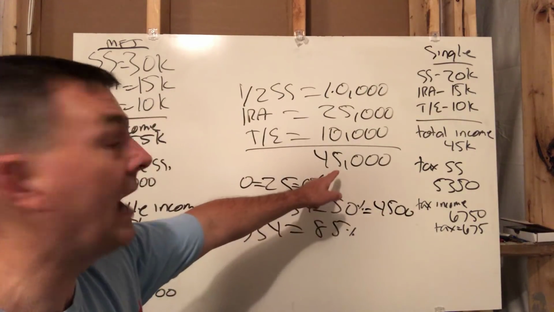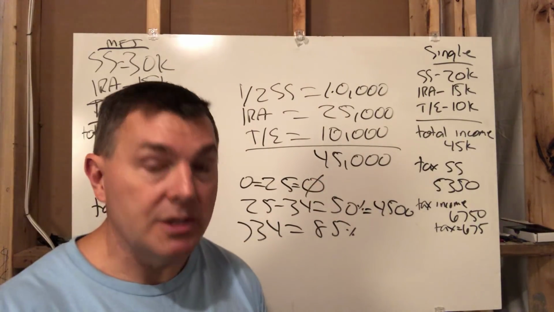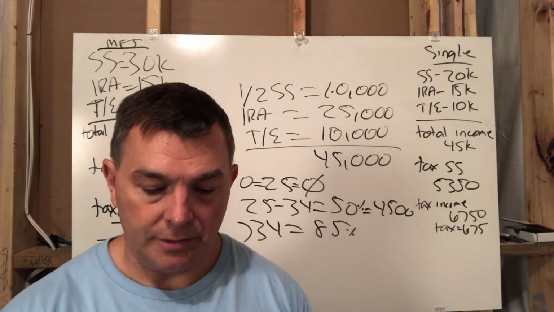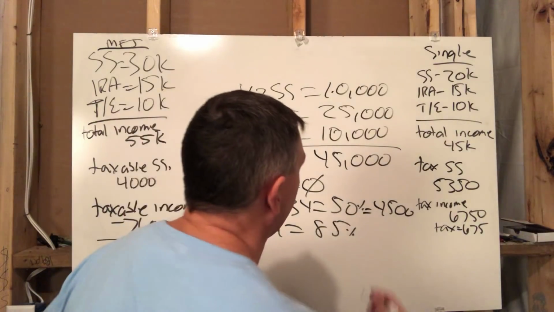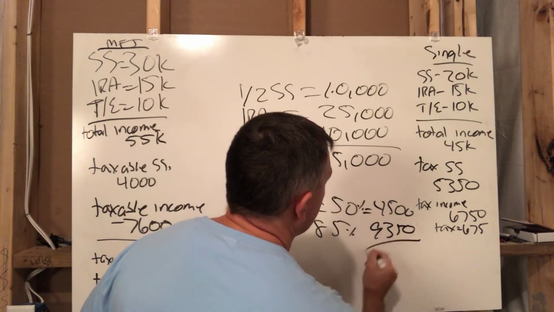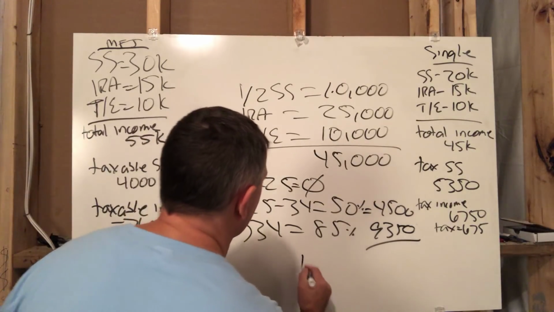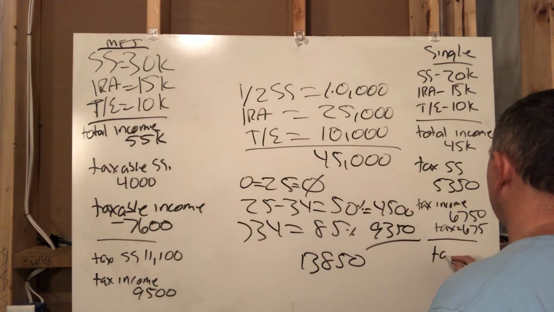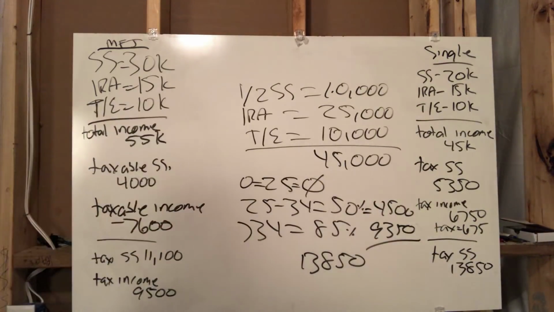But now we also have 45,000 minus 34,000, which is $11,000, subject to 85%. So we take $11,000 times 0.85, $9,350, my friends. Which means in this case she is going to have taxable Social Security of $13,850. So let's note that: taxable SS, 13,850. All right? So let's keep going.